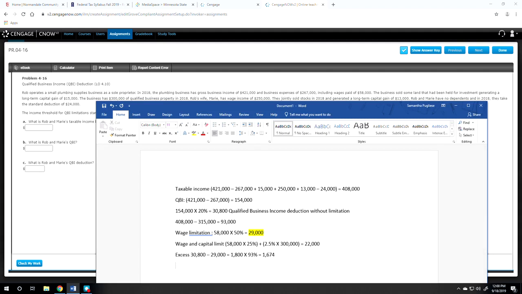So to get the answer to the problem, what is Rob and Marie's qualified business income deduction? We're going to take that $30,800 from before, which is right here, and then we're going to subtract their limitation, the $1,674, and that's going to give us a qualified business income deduction of $29,126.